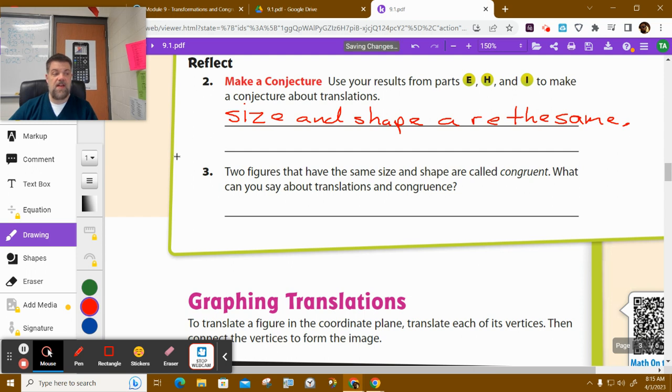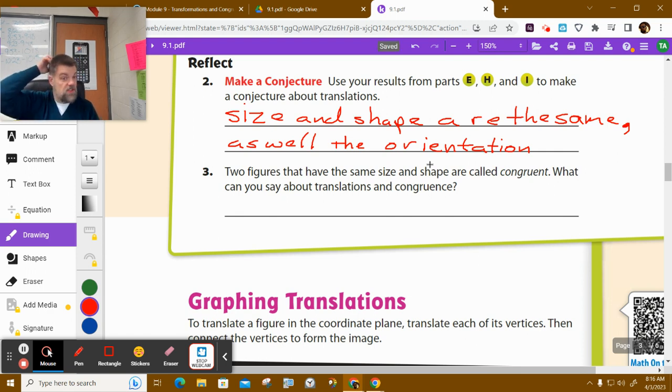And then another thing, and I don't want to gloss over this, make this a comma, as well as the orientation. So it didn't rotate either. That's a different transformation that I'll teach you later on. Sometimes we could rotate the image, and that changes the orientation. We didn't rotate it. We just took it from one spot, slid it over, and slid it up. That's all we did.